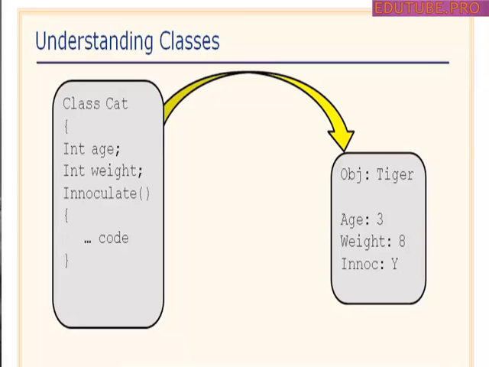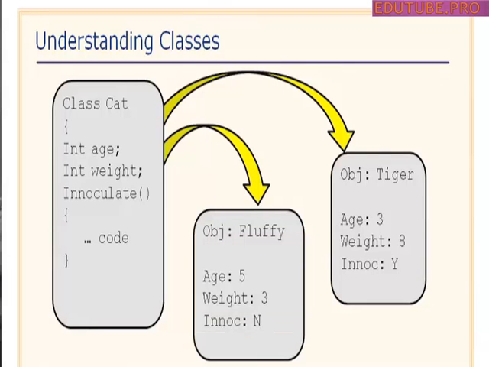Right now, at the same time that we have instantiated an object off of the class called Tiger, and it's alive out there in memory and functioning, we can also instantiate another one called Fluffy. And Fluffy, of course, refers to somebody else's cat. Fluffy, you'll notice here, based on the state of this object, the age has been set to 5, the weight is 3, and Fluffy is not inoculated. Now, I'll show you why when we build our code example, and we'll do that in a separate video.